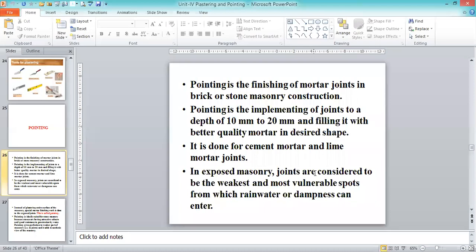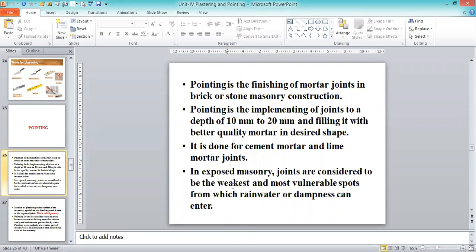We know that joints are the weakest parts, or the weakest planes, where cracking or failure is going to occur. So we have to carefully maintain the joint, and filling up the joint with the appropriate mortar is called pointing. Almost always we use cement mortar itself. Pointing is raking out the joints to a depth of 10 mm to 20 mm and filling it with better quality mortar in the desired shape.